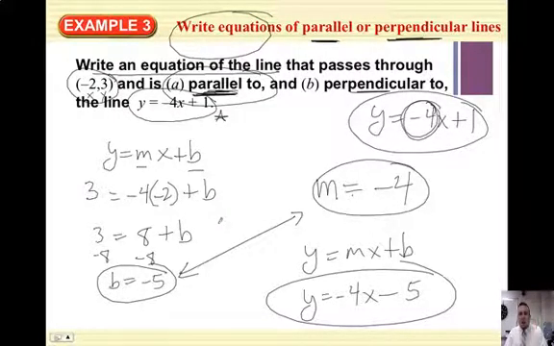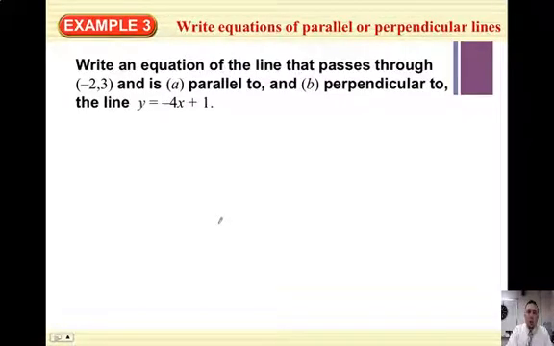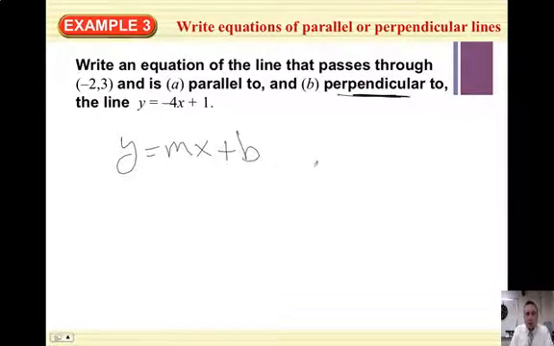Now let's do letter B, perpendicular to. Let me erase this. Okay, and go back to it. We want perpendicular to. Same equation, same setup. I mean, y equals mx plus b. Okay, I need to find my m, my slope. I need to find my y-intercept. What do they give me? They give me x and y, and they tell me it's perpendicular to this guy.